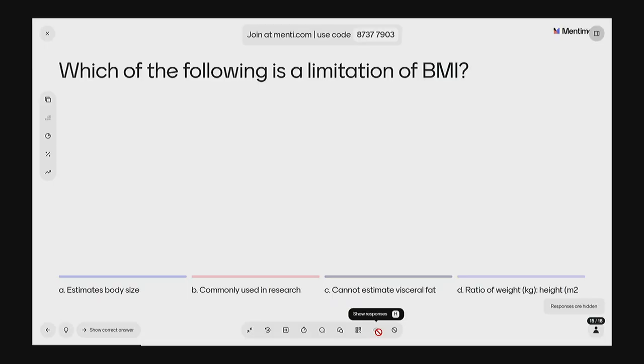C, it cannot estimate visceral fat. So if you recall, we talked about visceral fat being the fat that is around your organs, and very often is linked with central obesity. So having fat around the waist region, right? And so how the fat is distributed plays an important role. And BMI is not able to estimate visceral fat efficiently. And that's why we talked about at individual level when we're using BMI to understand someone's risk of some of these comorbidities, it's important to measure waist circumference as well to determine their risk.